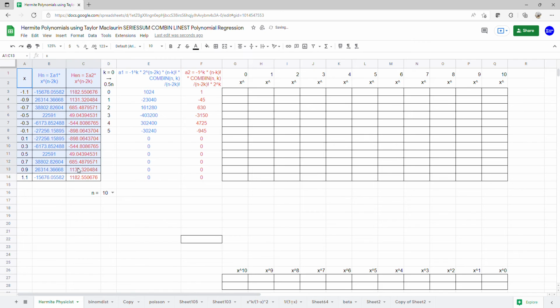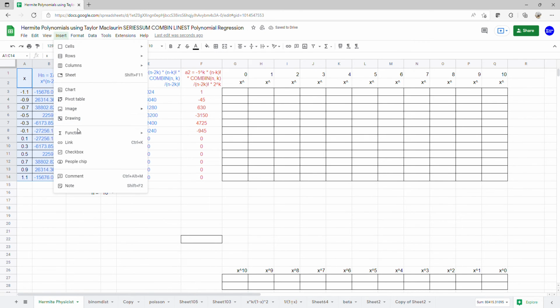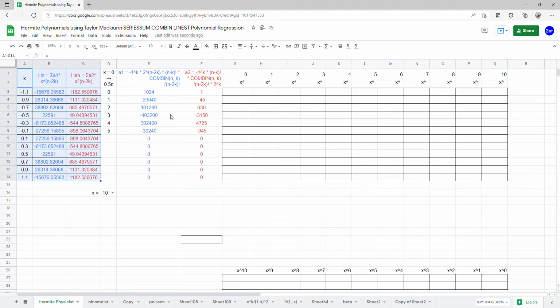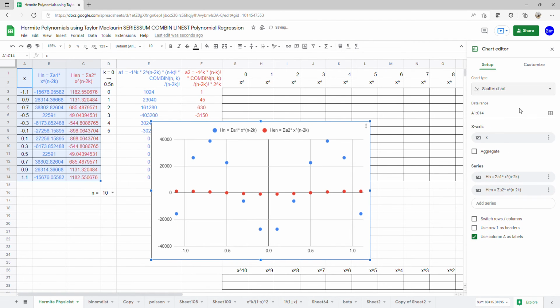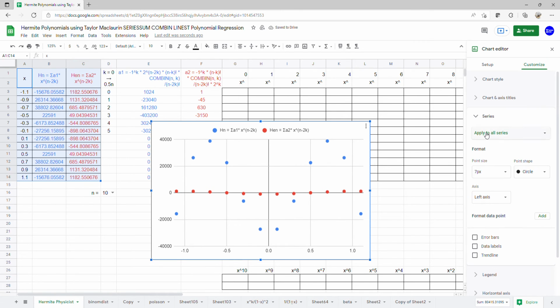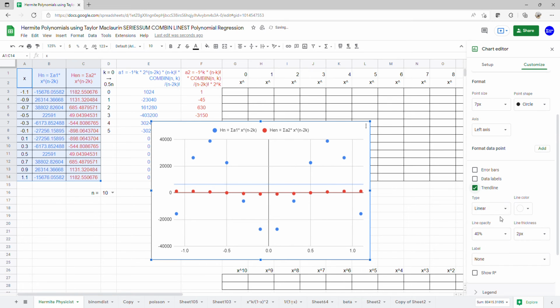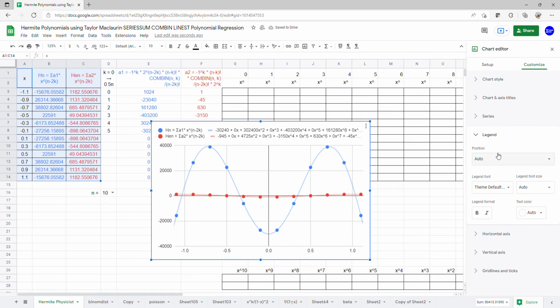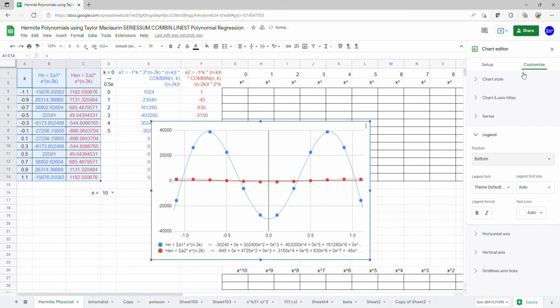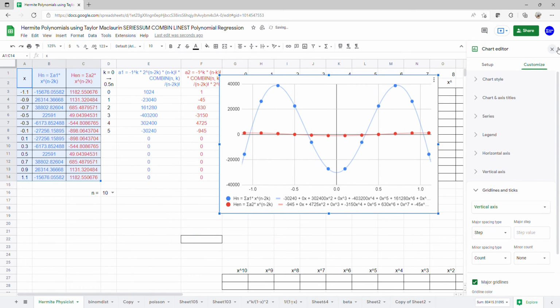And we'll chart this. Insert chart. And we use scatter chart. Show row 1 as header. For the series, show the trend line. The type, polynomial. The degree, 10th. For the label, use the equation. For the legend, position at the bottom. Now here's our trend line and polynomial to the 10th degree.